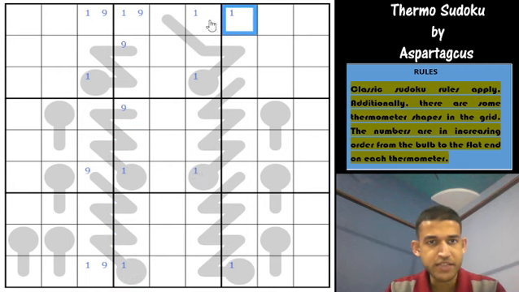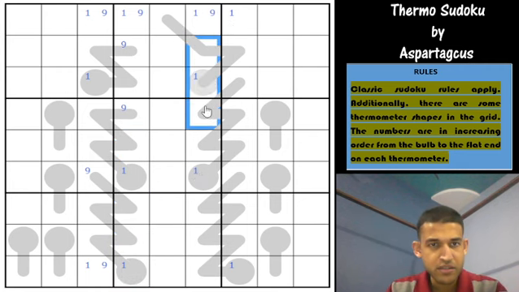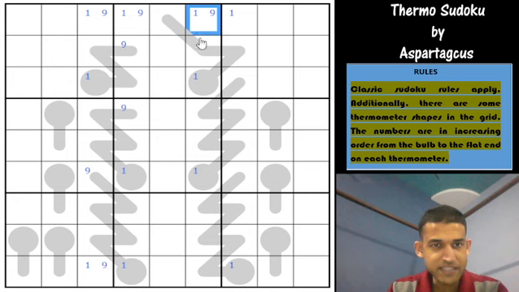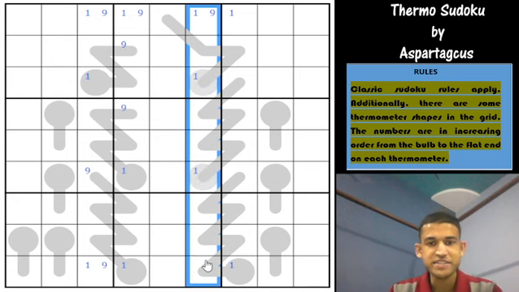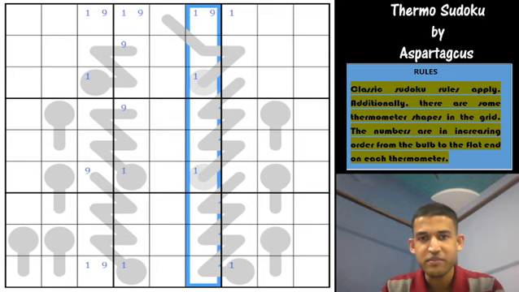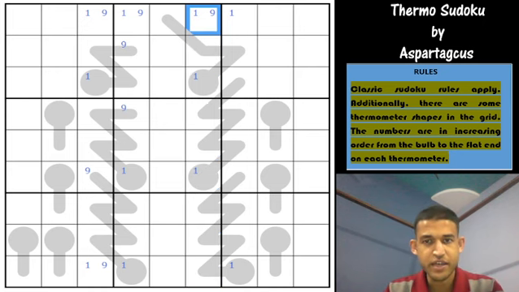Now column 6 and 7, 9 can be here, cannot be in any of these cells, cannot be in any of these cells. Okay, so that is really nice. So in column 6, there is exactly 1 cell for the 9, because the rest of the cells are either the beginning of a thermometer or the middle of a thermometer, which we already saw could not have a 9. So that's a 9.